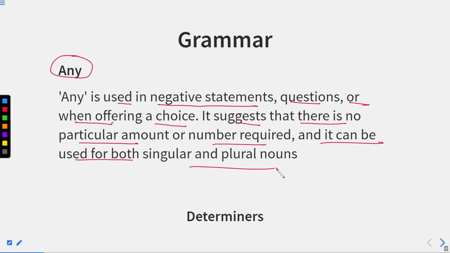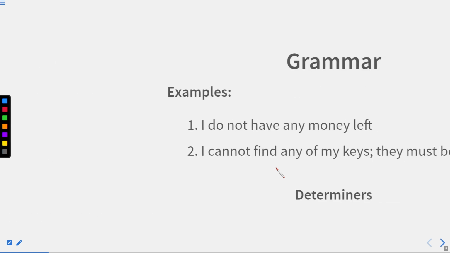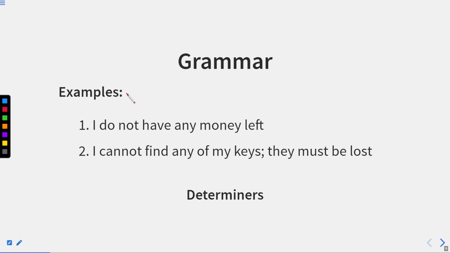plural nouns. So, in case of some, the noun can be classified on two bases, that is either countable or uncountable. If it is countable, it will be plural only, and if it is uncountable, obviously it is singular. But in case of any, the noun can be singular as well as plural. Now, let us see some examples.